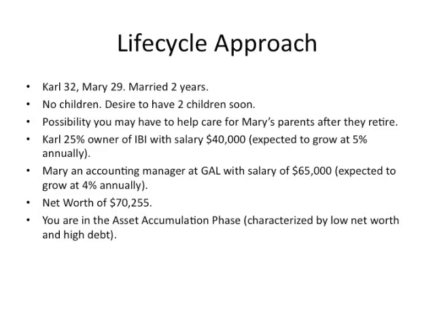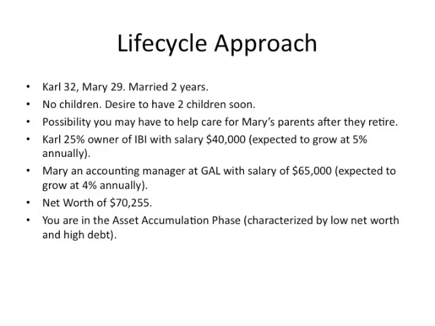Carl, you're the 25% owner of IBI with a salary of $40,000, and you expect it to grow at 5% annually. Mary, you're an accounting manager with GAL with a salary of $65,000, which you expect to grow at 4% annually. And this is a good thing. Both of you are expecting your salary growth to outpace inflation.